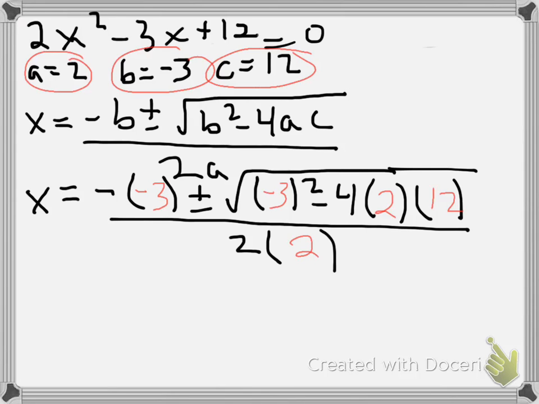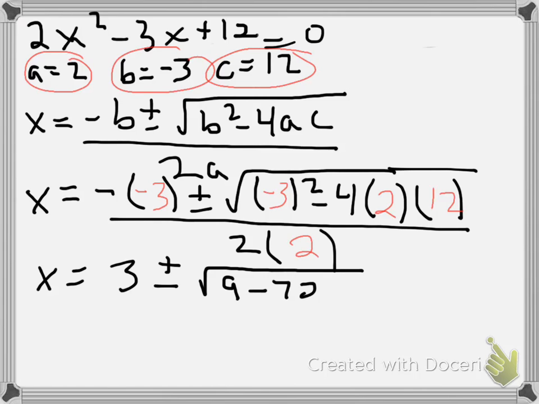Okay. So when I do this thing, I'm going to get 3 plus or minus the square root of 9, and I'm going to get negative 72. Sorry, that's wrong, not 72, 96. 8 times 12 is 96. All over 4.